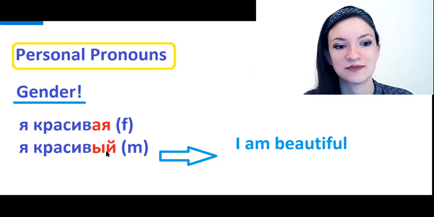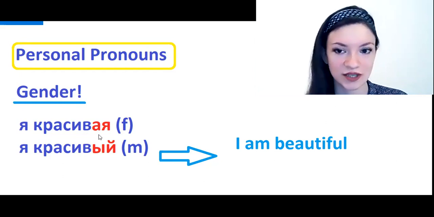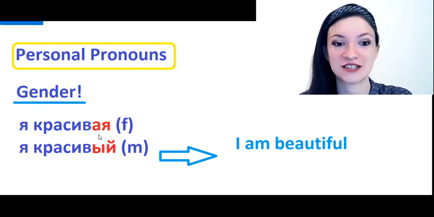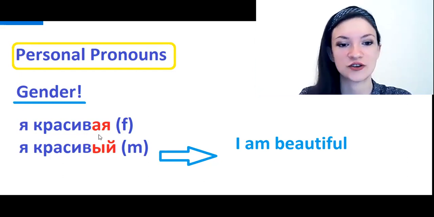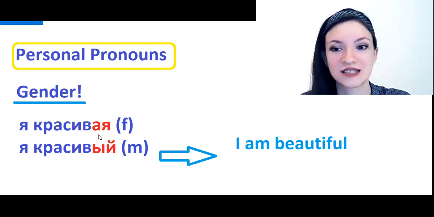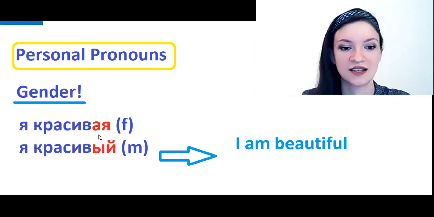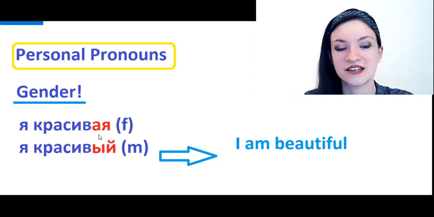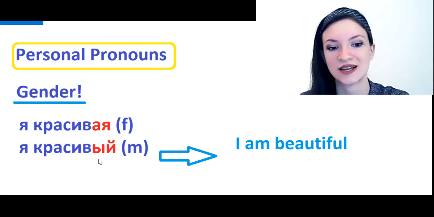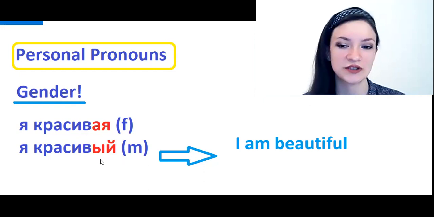For example, я красивая. You look at this ending that I underlined with a bright red color. And if you see я красивая, you understand that it is a woman talking, because this is a feminine ending. And if you see я красивый, if you see this red ending ый, you understand it is a man speaking.